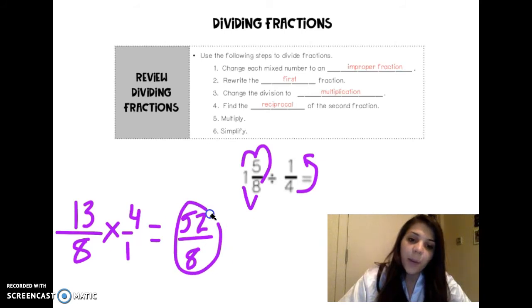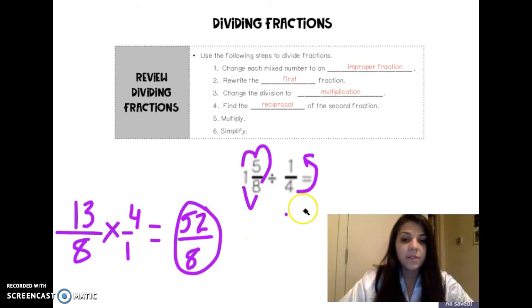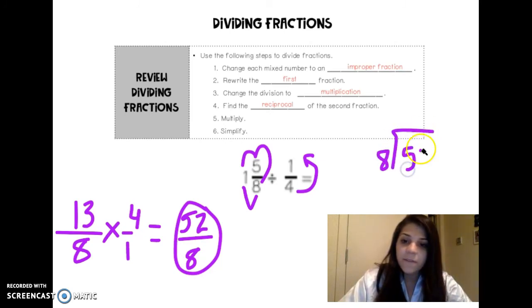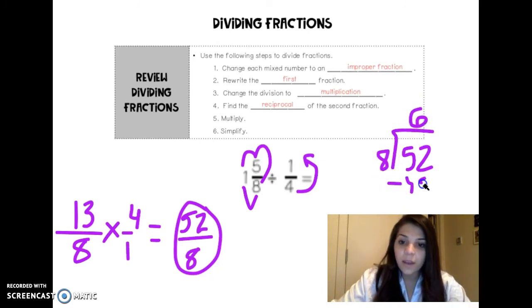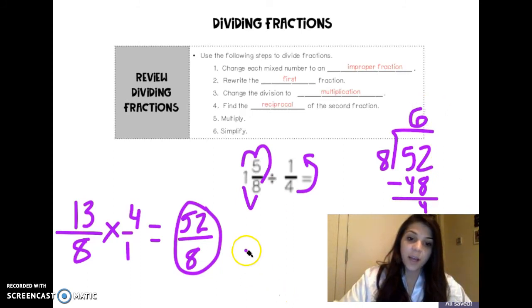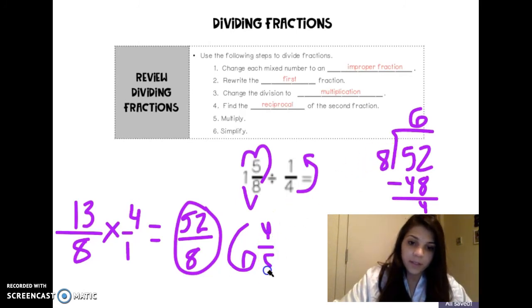And since this is an improper fraction, we're not done here. So what we have to do is divide. We know that 8 goes into 52 6 times. And we know that 8 times 6 is 48. And when we subtract, we have 52 minus 48, which is 4. And so now we've got to rewrite this fraction. We have 6 on the top, which is going to be my whole number. We have 4 on the numerator, because it's our remainder, and 8 on the bottom, because it's our denominator.